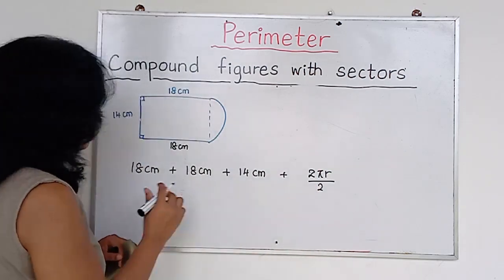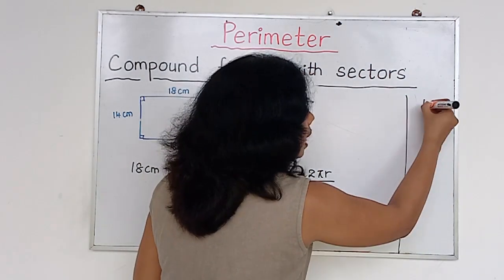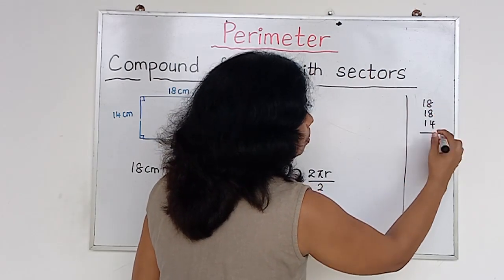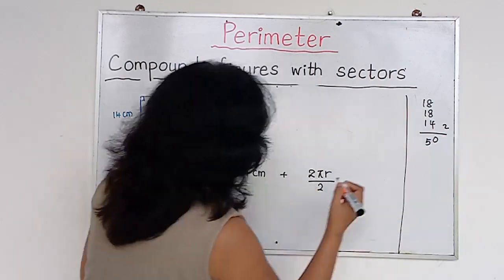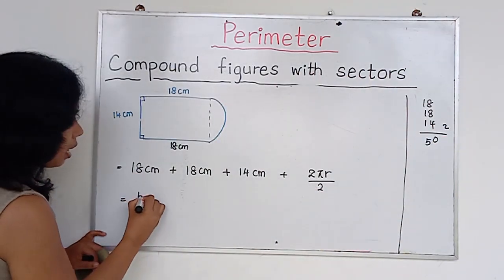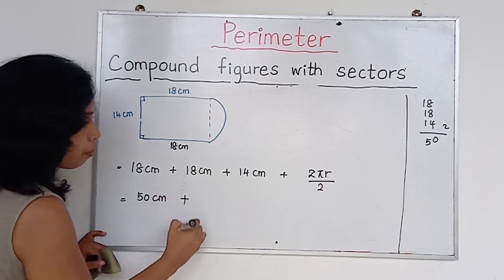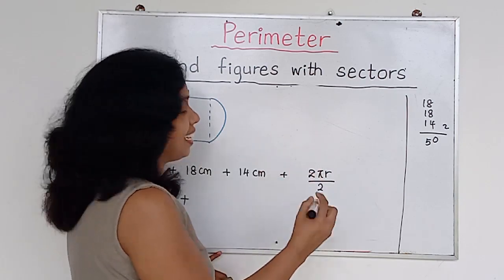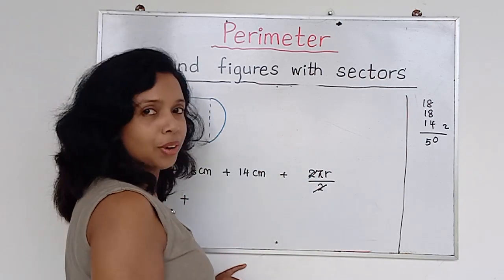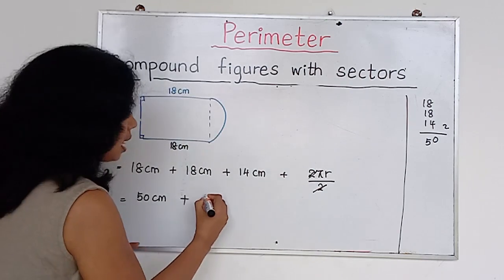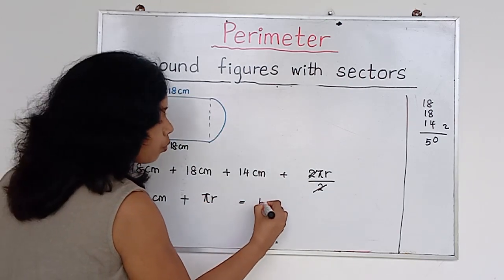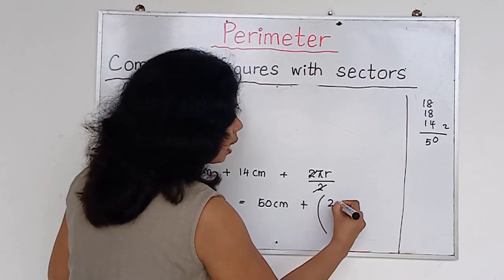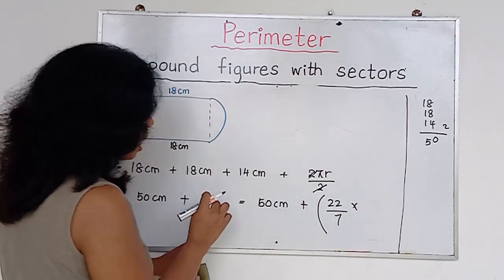Okay? Right. So now you want to have your working column. 18 plus 18 and 14, the answer is 50. So you can straight away write down 50 centimeters plus, and instead of 2πr over 2, what can you write, children? You can simplify, and what is the remaining part? It is πr. Then 50 centimeters plus, instead of π, now I write 22 over 7 times r.